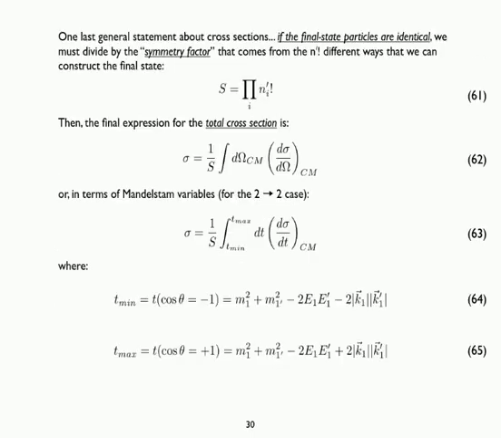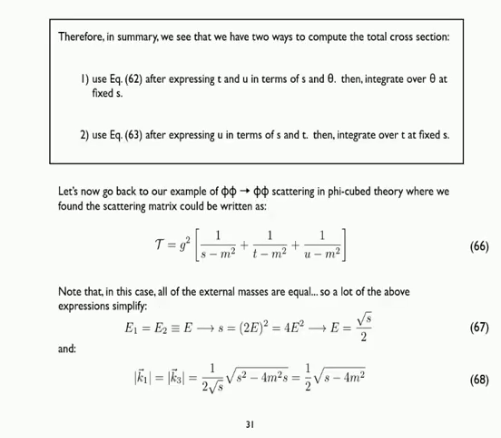Then we talked about the total cross section. Sometimes if you have identical particles in the state, like in our case for phi goes to phi, you can't tell those 2 particles apart, so you have to include a symmetry factor. You have to divide by whatever the symmetry factor is, and in our case it was 2.